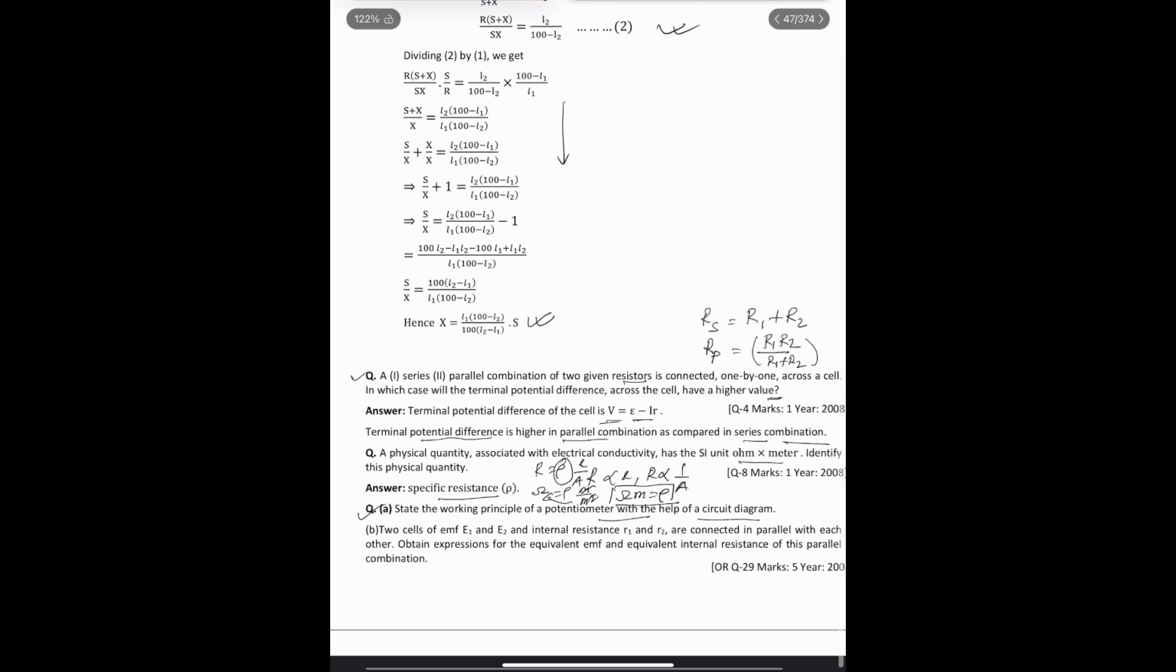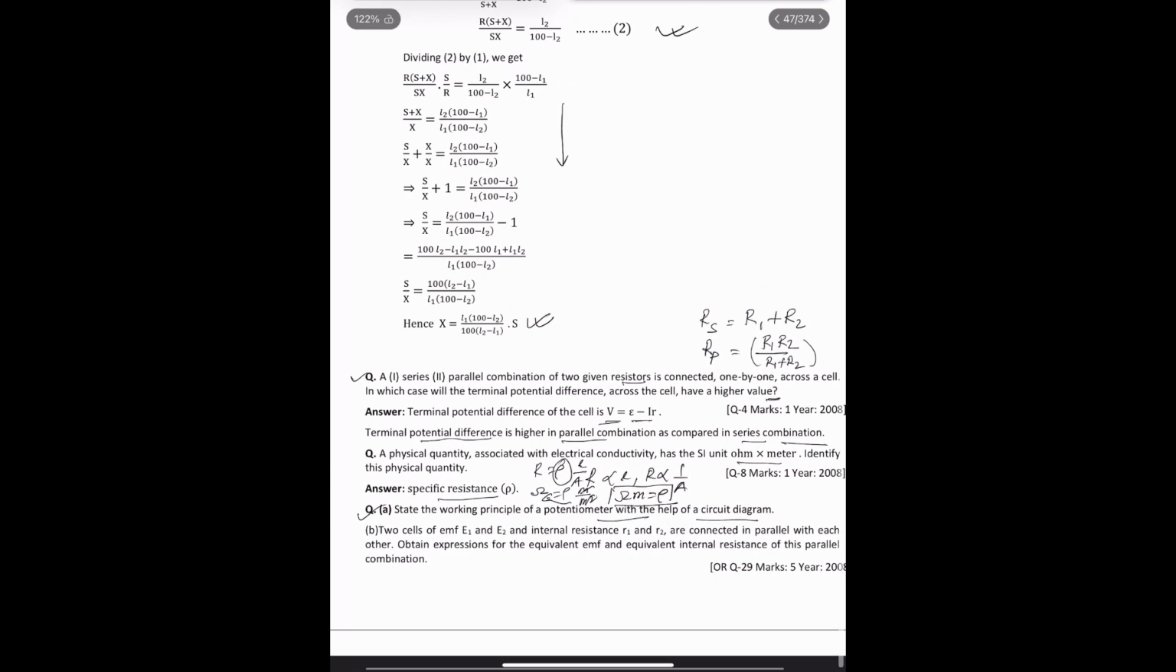State the working principle of potentiometer with the help of a circuit diagram. We have done it many times. It is a very repetitive question that comes again and again.